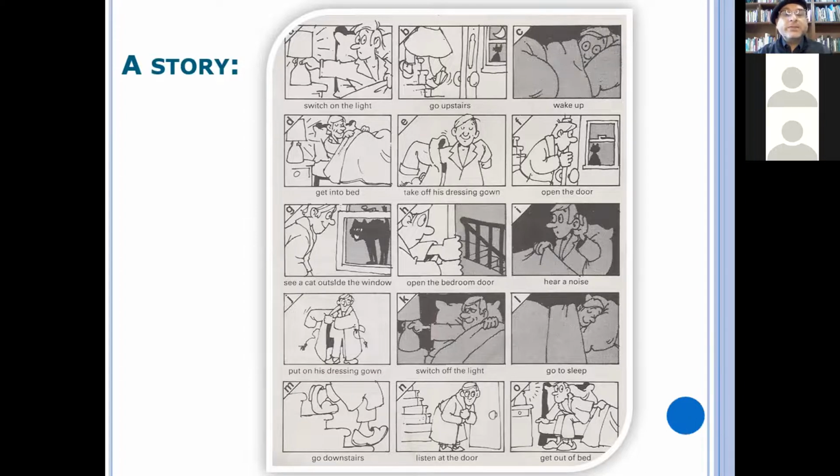The first activity is called a story. You have here a series of pictures that describe a story. First, you need to organize, you need to order the story. But we are practicing the past tense. So once we order the story, we need to rewrite the story. But pay attention, because the exercise is giving you the verbs in present, but you need to use the verbs in past. Okay? This is the first activity to do in teams.